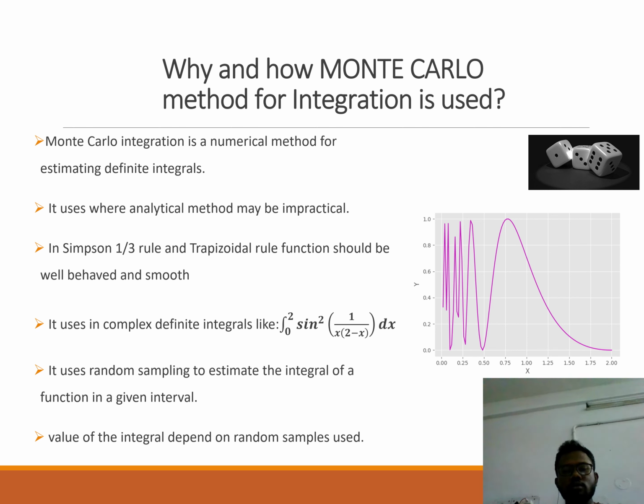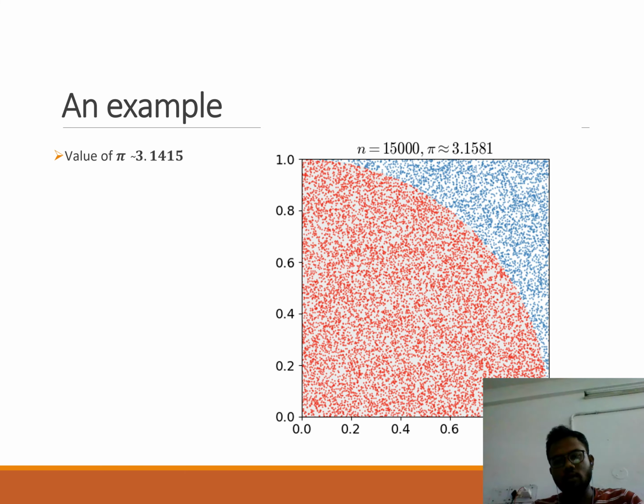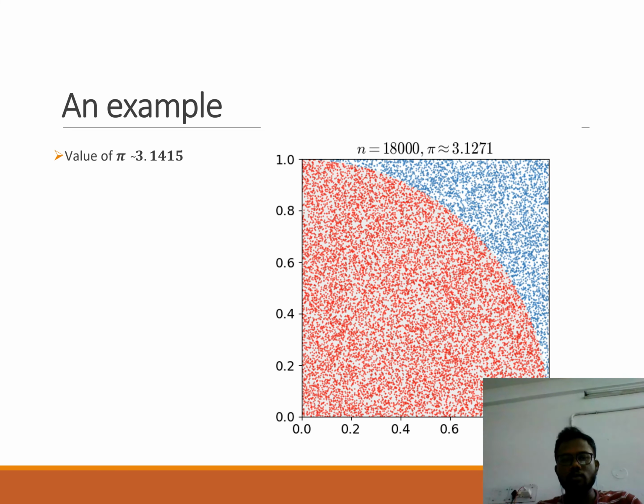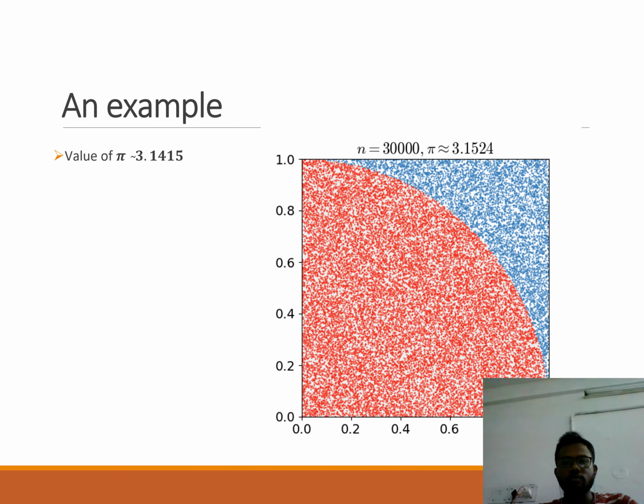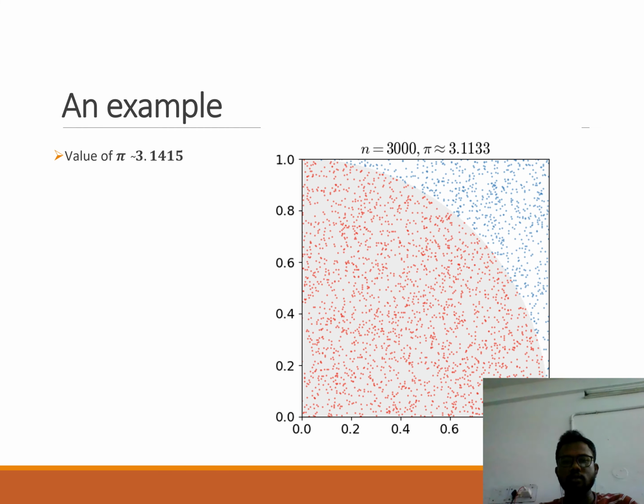So to estimate this integral, we use random sampling. If we increase or decrease the number of random samples, then the value of the integral will change. Here we can see an example: the original value of pi is 3.1415. Now if we change the number of random samples in this graph, then the value of pi changes frequently.